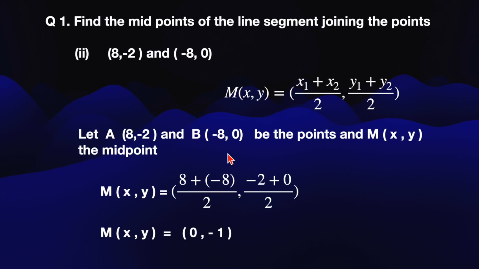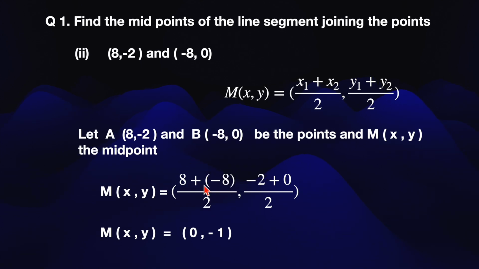Okay, let's go to the next sum. So here these are the 2 points. We want to find the midpoint of this line segment. So let's write down the midpoint formula like this. Here x1 is 8, x2 is minus 8. So 8 plus minus 8 upon 2, comma minus 2 plus 0 upon 2. That is the coordinates of the midpoint. Simplify this: 8 plus minus 8, plus into minus is minus, 8 minus 8 is 0, 0 upon 2 is 0. Minus 2 plus 0 is minus 2, minus 2 upon 2 is minus 1.